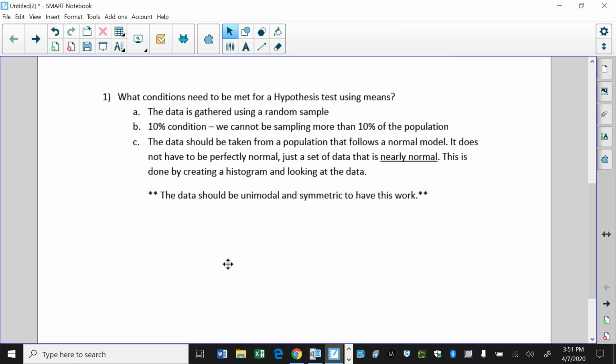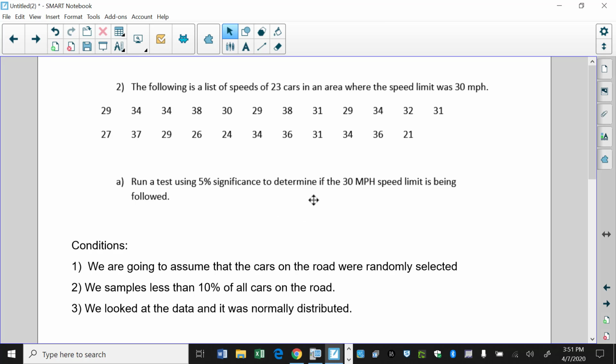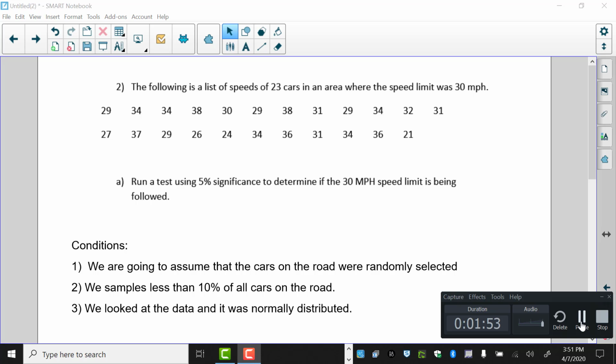The conditions will remain the same, where we're going to be looking at a random sample, no more than 10% of the population, and the data should be nearly normal. So this really hasn't changed much from hypothesis testing when you understand the deviation. What I want you to take a look at first is this problem. So pause the video, just take a minute to read through the problem.